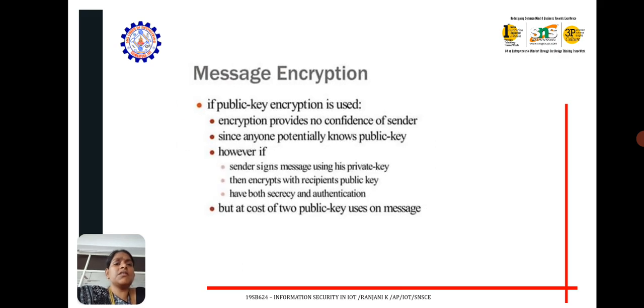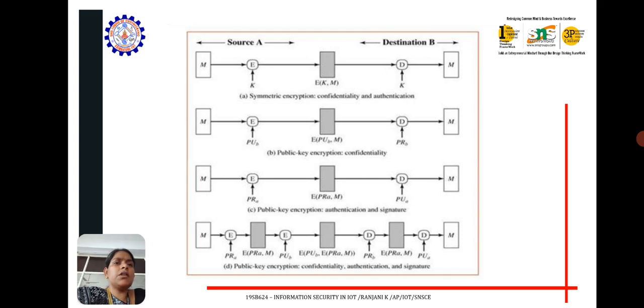Next is message encryption with public key. If public key encryption is used, encryption provides no confidence of the sender, since anyone potentially knows the public key. However, if the sender signs the message using their private key, and then encrypts it with the recipient's public key, we have both security and authentication, but at the cost of two public key uses on the message, similar to a bank. So this is an example of how the message is delivered between source and destination with the help of symmetric encryption, public key encryption, and public key encryption with authentication and signature.